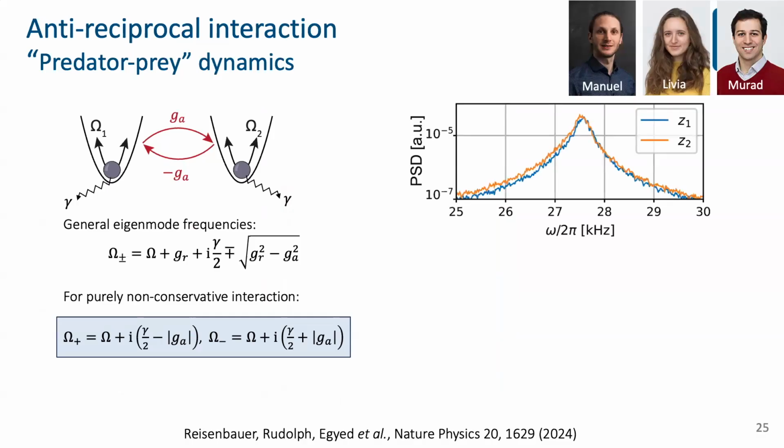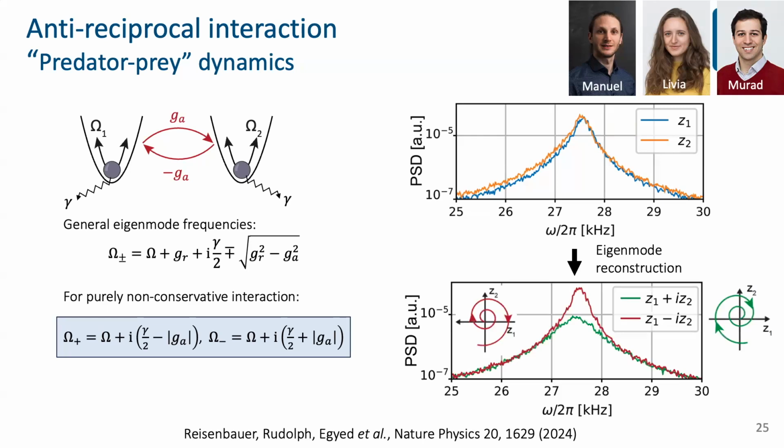This is the power spectral density of the motion of both particles, 1 and 2. And the power spectral densities look completely the same. And we tried also fitting just Lorentzian functions, and they look amazingly well fitted. But you know from the math that there should be normal modes of the system that are now a complex combination of Z1 and Z2.